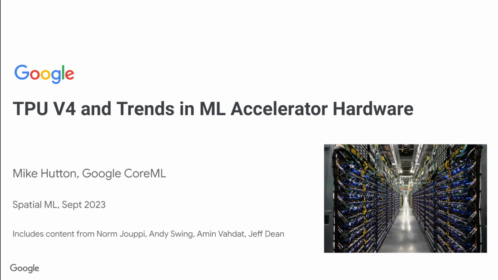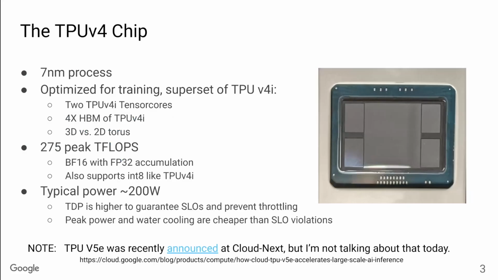Thanks, George. So I'm going to talk today about the TPU version 4 for about half of the time, and then about half of the time going into other trends in machine learning hardware that lead to generations after that. So first of all, the TPU V4. This is a 7-nanometer chip. It's not the most recent TPU, but it's the most recent one that I'm allowed to talk about. I put a note at the bottom. TPU V5 was recently announced at Cloud Next about 2 weeks ago, and that's now in production, but I'm not going to talk about the details of that today. There are some details on the website if you want to look.